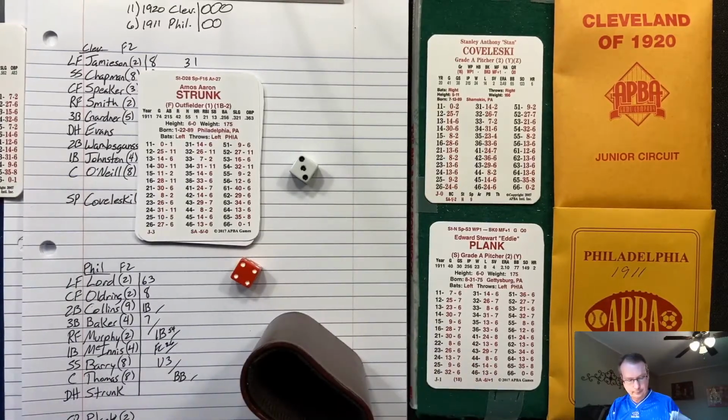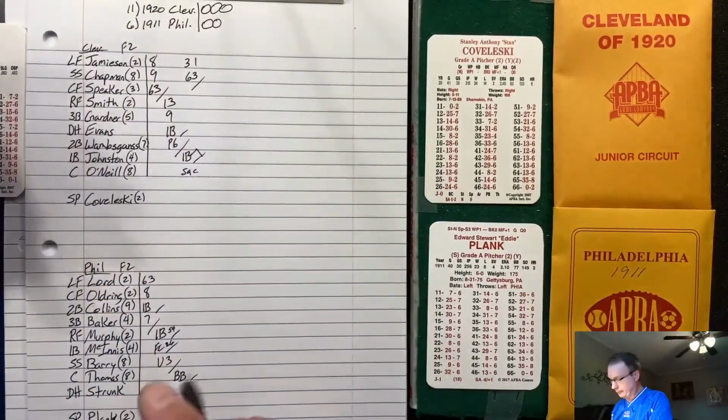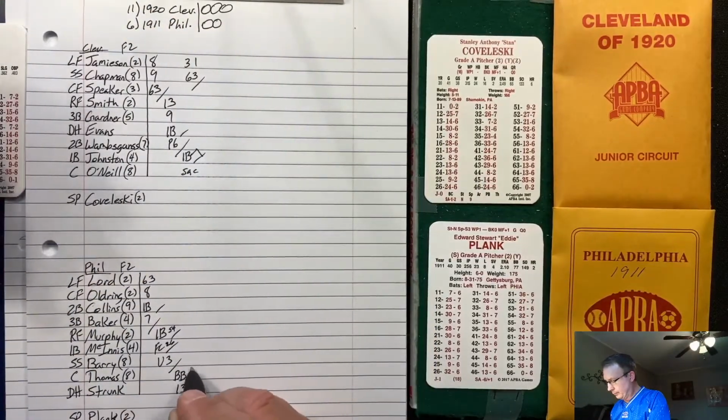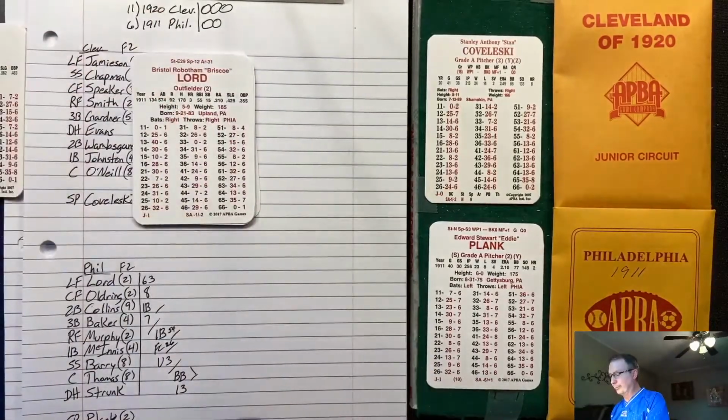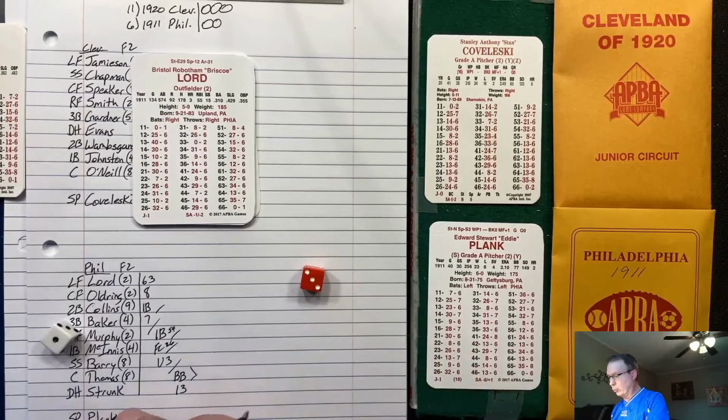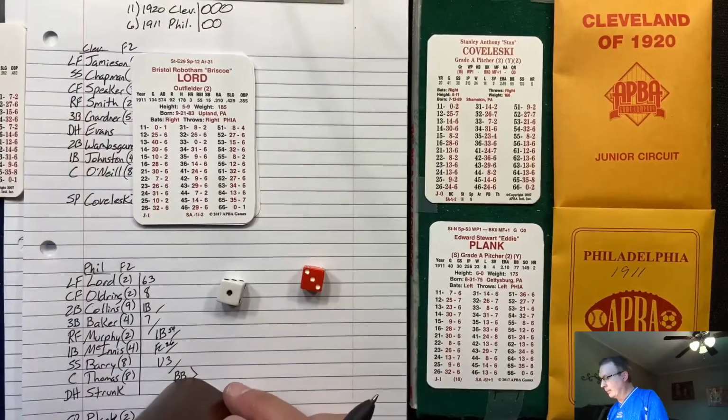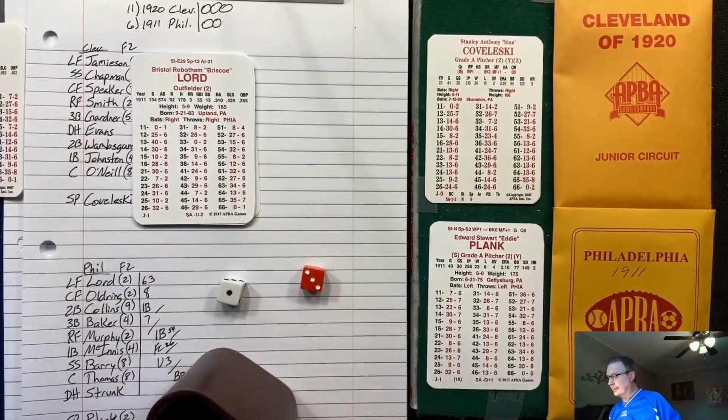43-29. Ground out, runner is second. 1-3. So Thomas to second. Here's Lord. Briscoe Lord. 31 is an 8. So it's going to be 8 on 18.